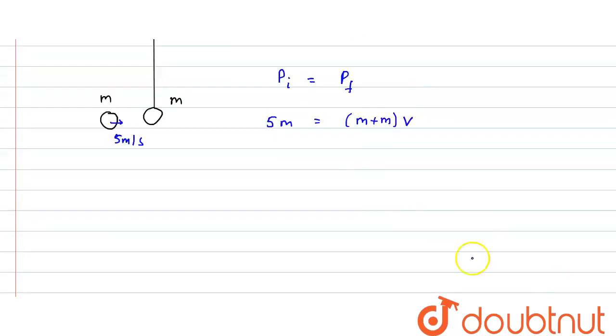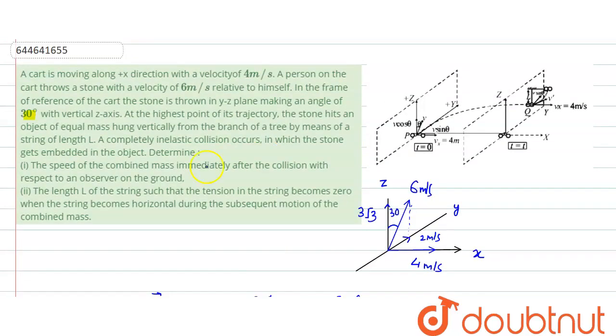So we can call this velocity v dash, after the collision, and it would be equal to 5 divided by 2. That means 2.5 meter per second. So this is our first part. The combined mass would be moving with a velocity of 2.5.